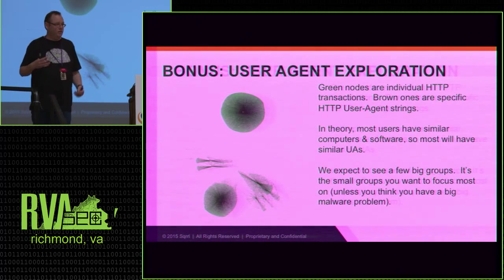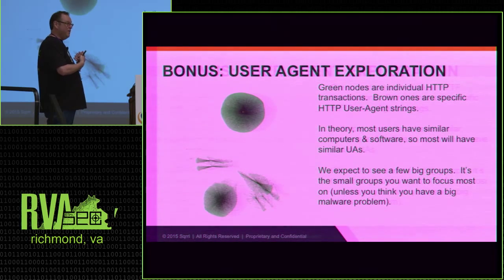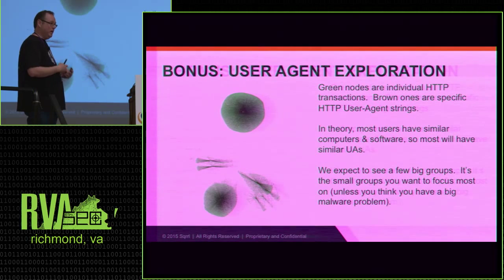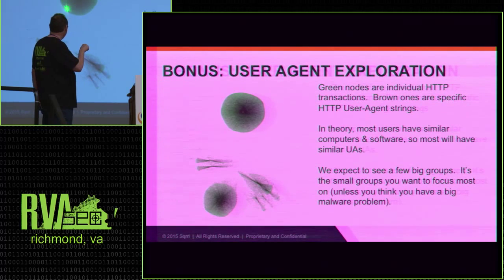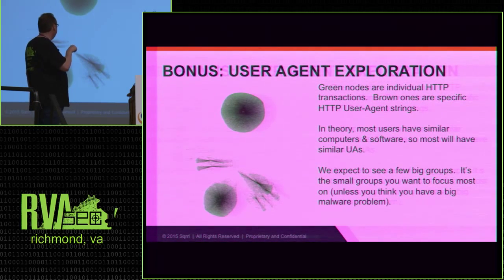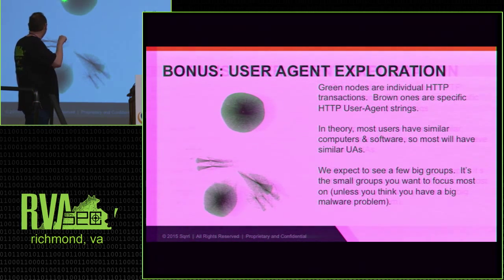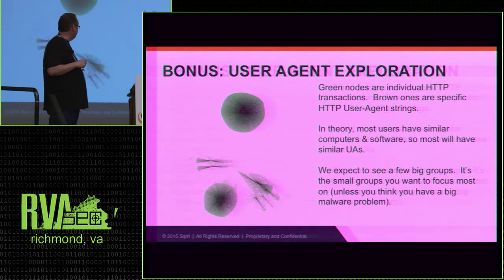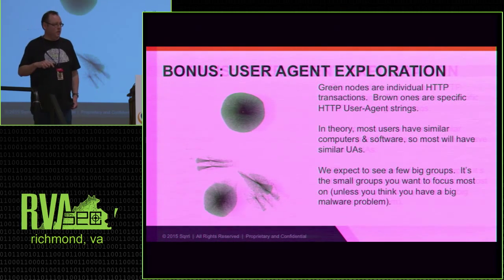So we talked about plotting files and hosts together, but those are not the only kind of things that you can plot together. All of the different types of things, it's really interesting to try to plot them together, see if there's any correlations. So here's one where I just looked at the individual HTTP transactions here in green. And then there's some brown nodes right in the center of all these. They don't show up too well on the projector. And they are specific user agent strings that we saw.